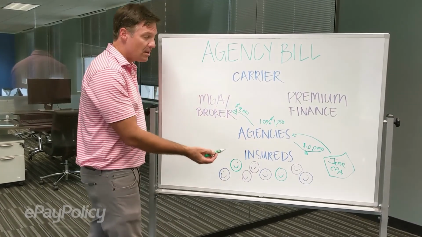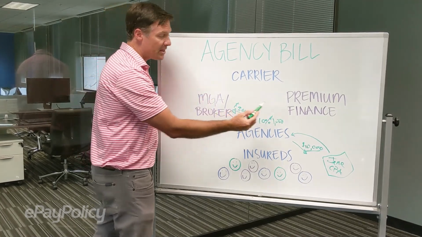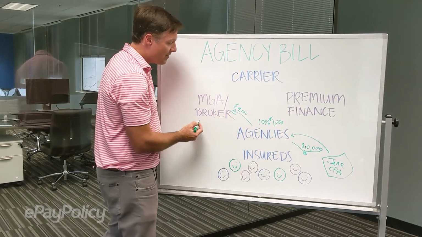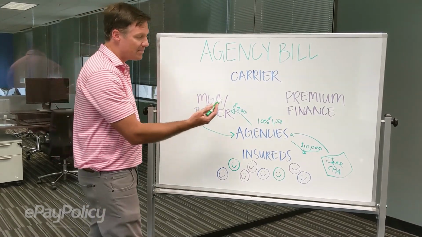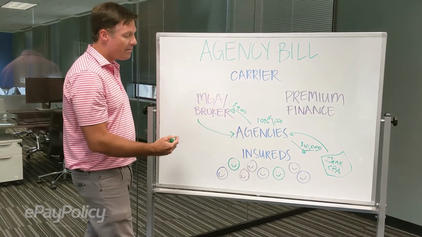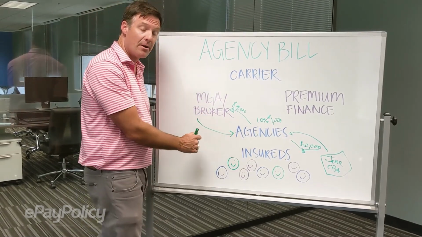Sometimes there's a gross funding where the agency will submit 100% of the funds collected, in this case $10,000, and the $1,000 will come back to the agency. So that's called gross funding, but sometimes it can be net funding or gross funding. However the MGA or broker works it out with the agency there.